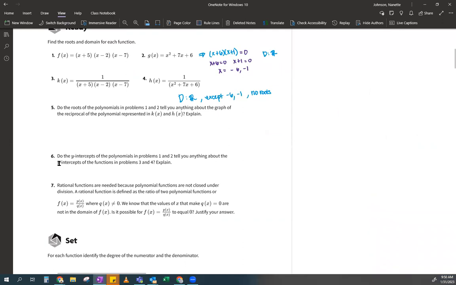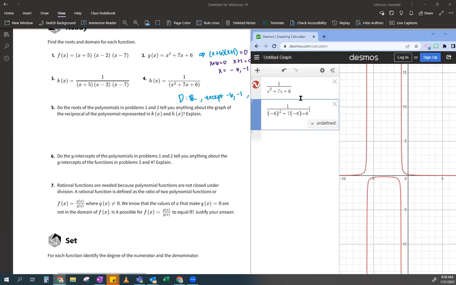Let's see, do the y-intercepts of the polynomials in problem 1 and 2, so 6, this guy's a 6 right here, tell you anything about the y-intercepts of the functions of problems 3 and 4? So Ms. Johnson, how did you know that this was a y-intercept of 6? Y-intercept means x is equal to 0. So plug in 0 real quick, 0 plus 0 plus 6. That's how I got it. Does it tell you anything? So let's look at our graph again. Does that 6 tell us anything?